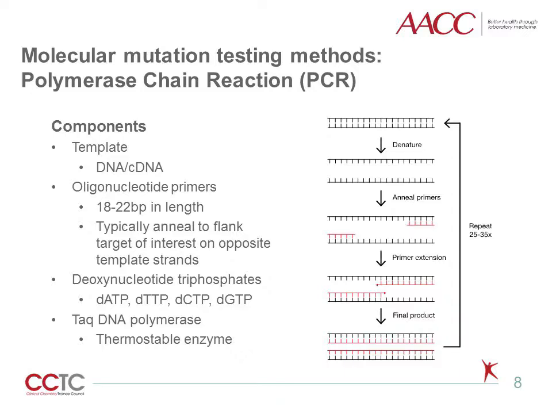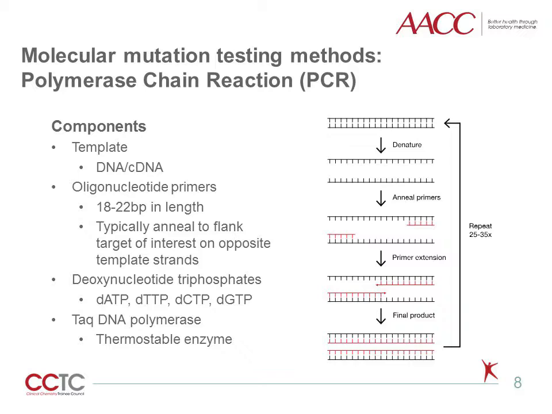PCR is the backbone of molecular mutation analysis. This process is crucial for amplifying nucleic acid of interest. The required reagents include the nucleic acid template obtained as DNA or reverse transcribed cDNA from the specimen, oligonucleotide primers flanking the region of interest, dNTPs used for DNA synthesis, and the Taq DNA polymerase enzyme used to synthesize DNA amplicons.